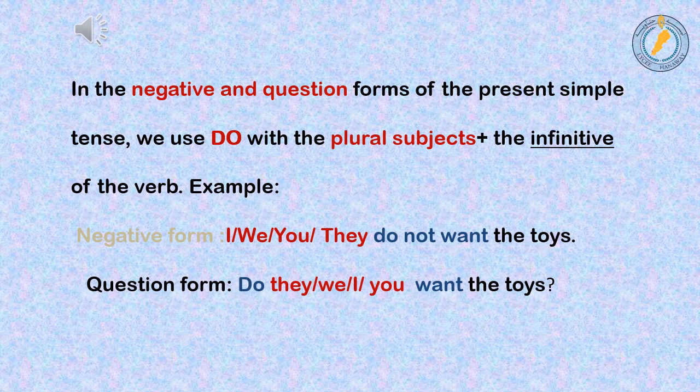So, to make negative and the question forms of the present simple tense, we use do with the plural subjects plus the infinitive of the verb, which is the base form of the verb. So, as an example, here we have: I, we, you, they do not want the toys, and the question form is: do they, we, I, or you want the toys?